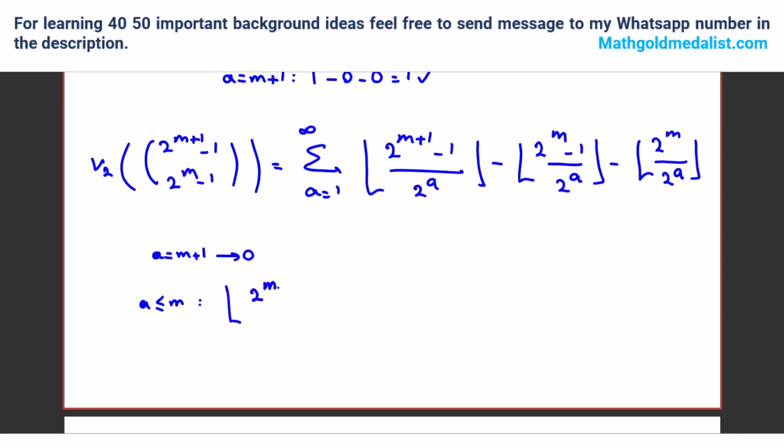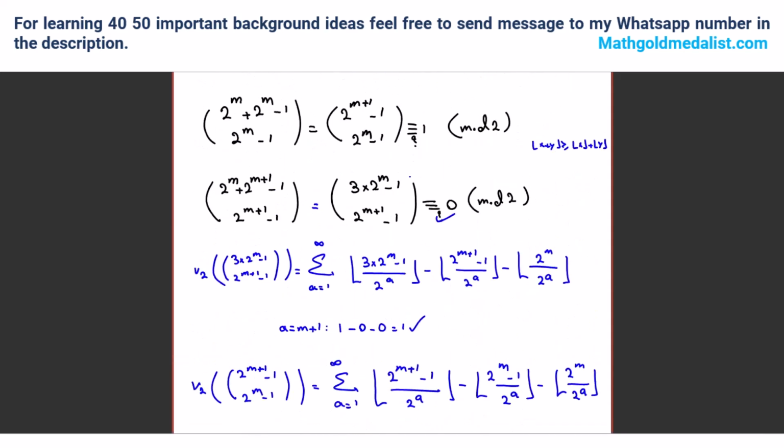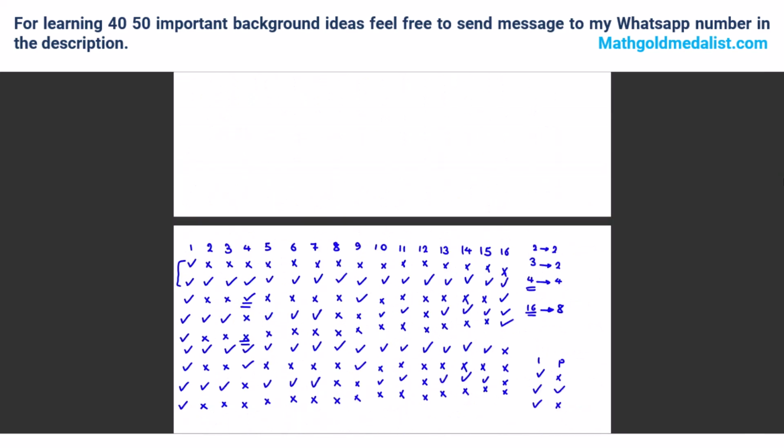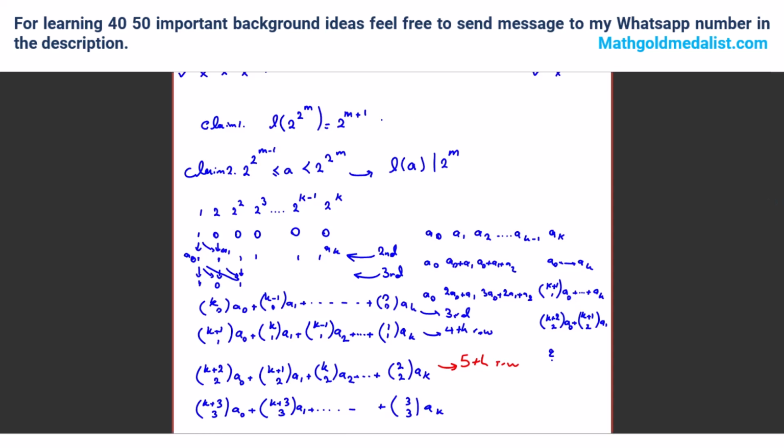Do you agree we can write it like this: 2^m plus (2^m minus 1)/2^a, this part? Do you agree it is 2^(m minus a), because it is an integer, so you can take it outside? So this one is equal to this one, so we prove this, right? Okay, so we prove this claim. I think it is around 70% of the problem, or maybe more or a bit less. So we proved claim 1.